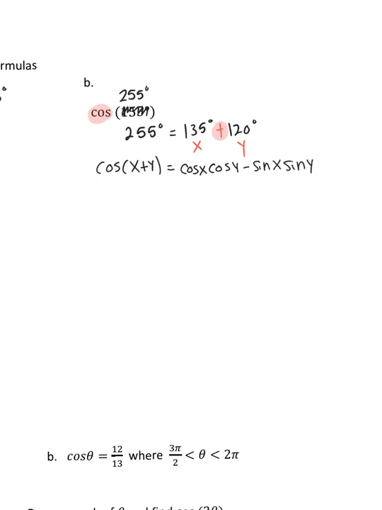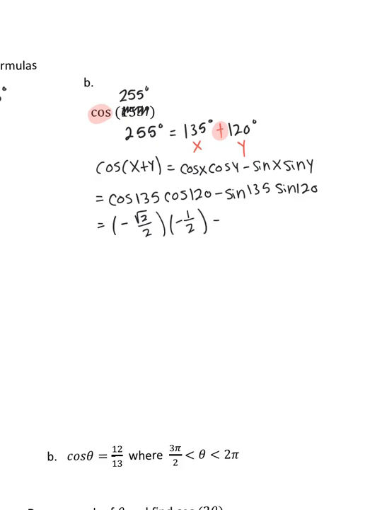Okay, and then I'm just going to go through and replace. So x is 135, y is 120. Okay, and again, you're going to look at your unit circle. So the cosine of 135 is negative root 2 over 2. Cosine of 120 is negative 1/2. Bring down the minus sign. Sine of 135 is root 2 over 2. And sine of 120 is root 3 over 2.